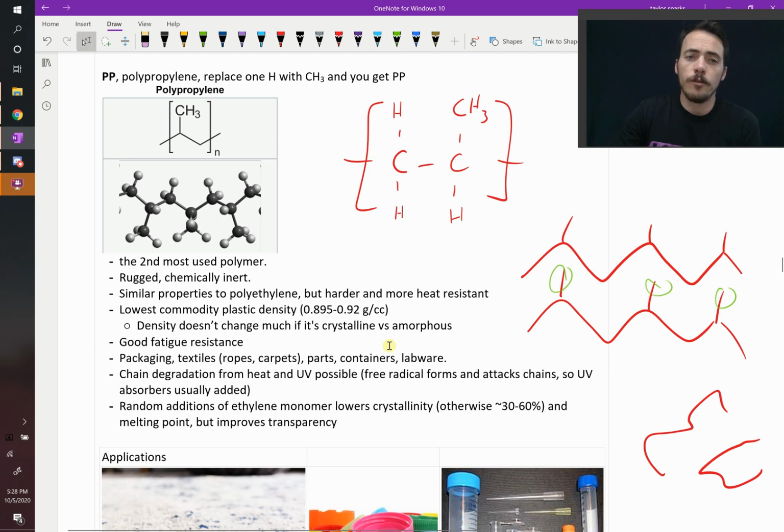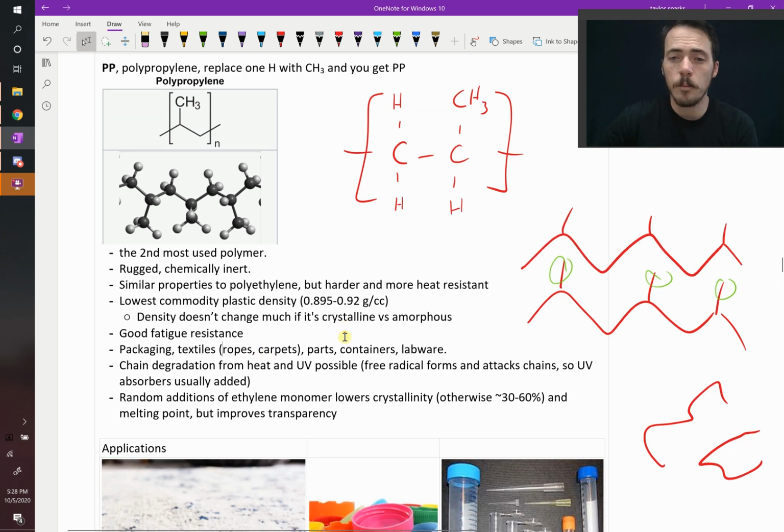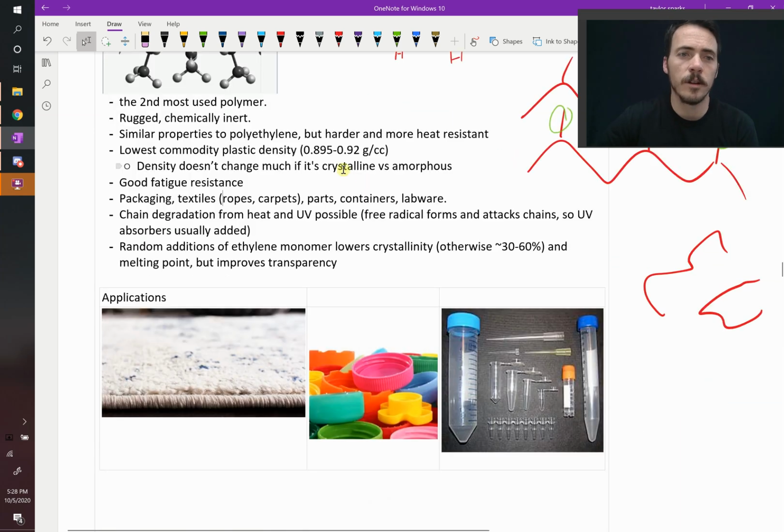It has very good fatigue resistance. So if you cycle this thing over and over and over, it's not prone to fatigue failure as much as some other plastics. They use it for lots of things. Packaging, textiles, you can make ropes. They make carpets out of it. They'll make parts, containers, labware. You can see some of the examples here.